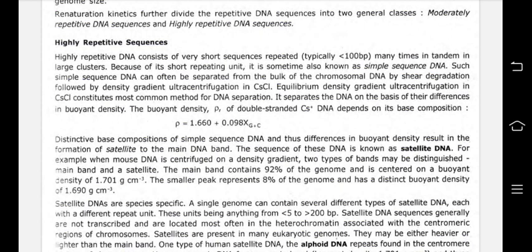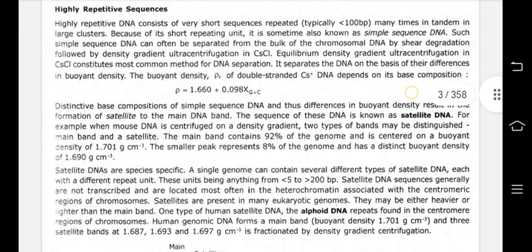Such simple sequence DNA can often be separated from the bulk of the chromosomal DNA by shear degradation followed by density gradient ultracentrifugation in CsCl. Equilibrium density gradient ultracentrifugation in CsCl constitutes the most common method for DNA separation. It separates the DNA on the basis of differences in buoyant density. The buoyant density rho of double-stranded CsDNA depends on its base composition.